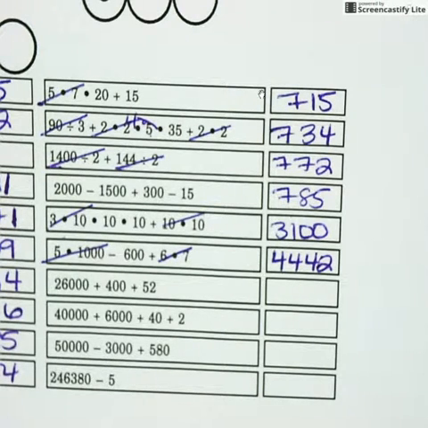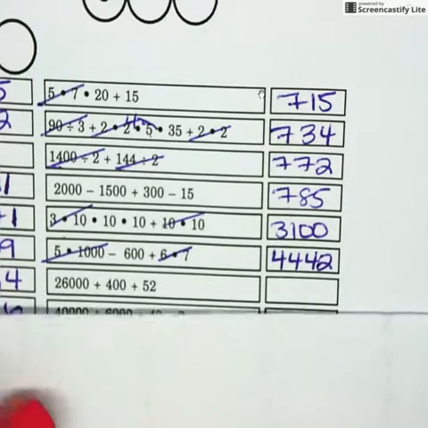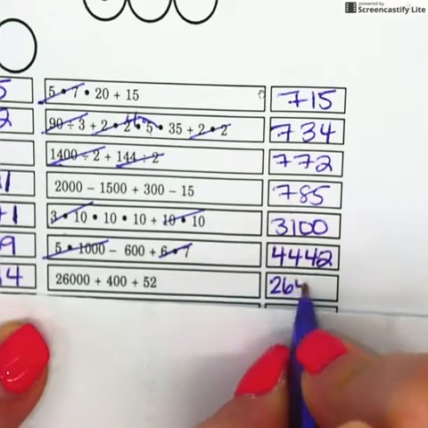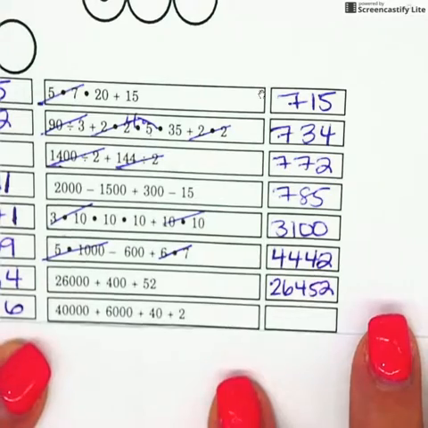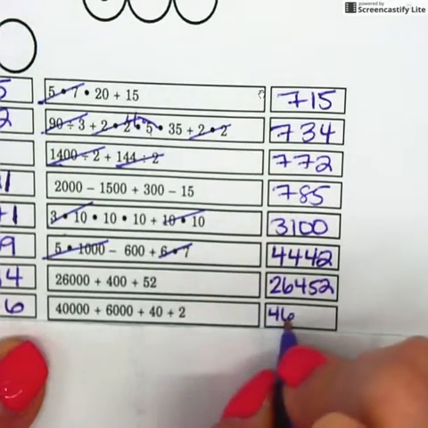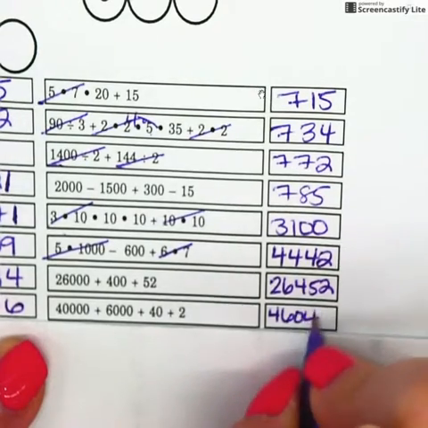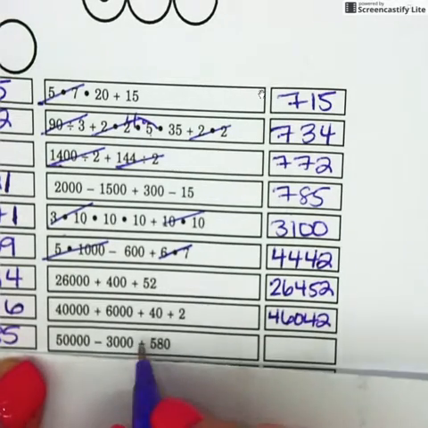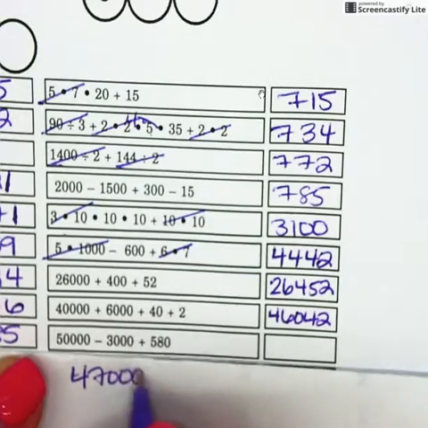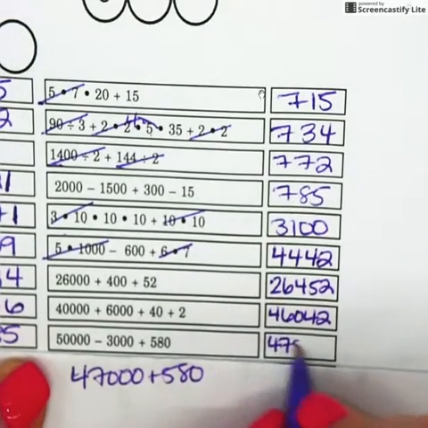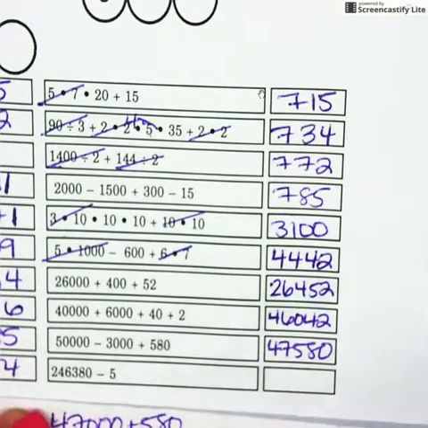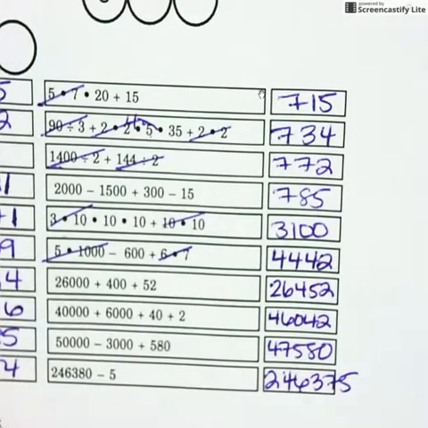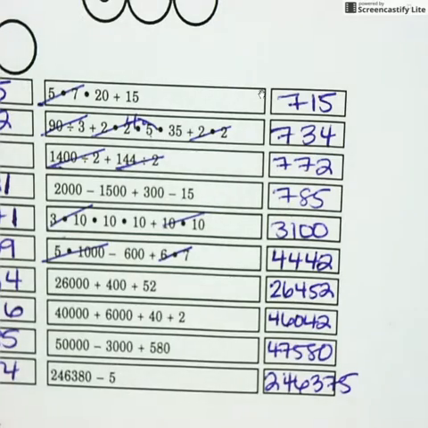Okay, and continuing with our larger numbers, add all of this up, everything's just addition, so it should be 26,452. Everything is addition here as well. That should be 46,042. Subtraction here, which puts you at 50,000 minus 3,000 is going to be 47,000, plus 580 is going to be 47,580. And the last one gives you 246,375. Okay, so now we have all of our numbers filled in.